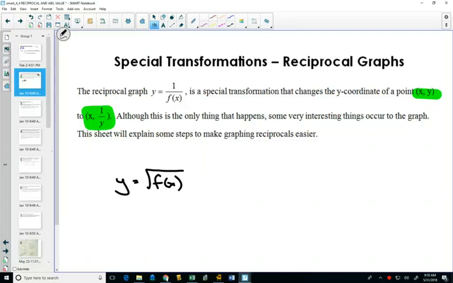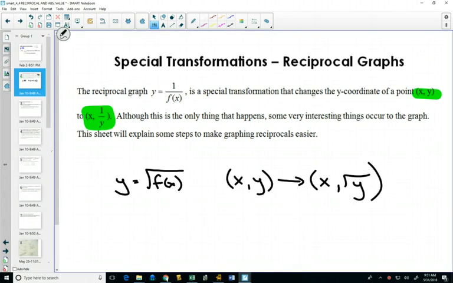Any point on f of x, all that you did was square root the y value. Right? If you had the point 2, 4, you would square root the 4 and it becomes 2, 2. So we've seen this idea before with other special graphs. But with the 1 over f of x graph, there's some interesting things that happen.